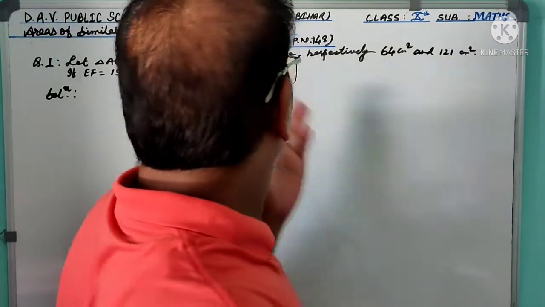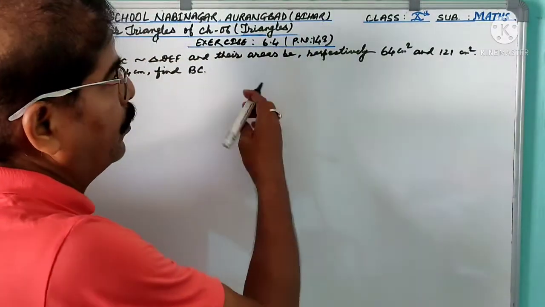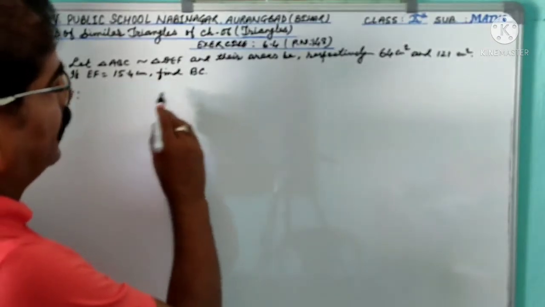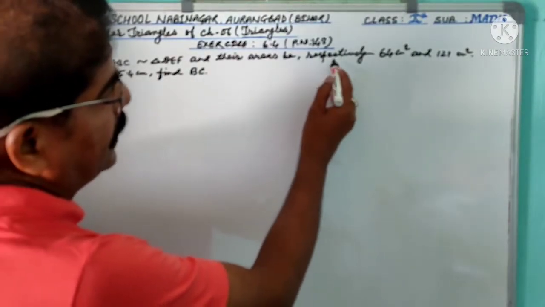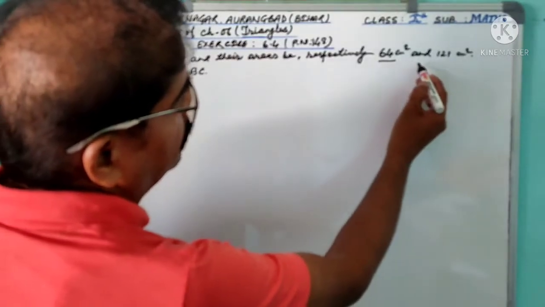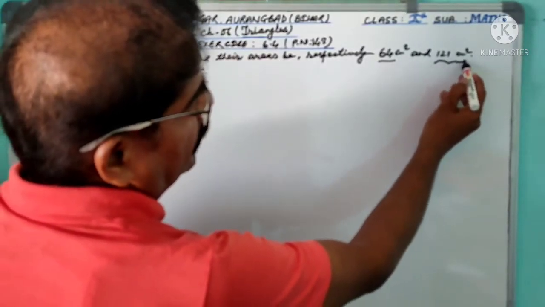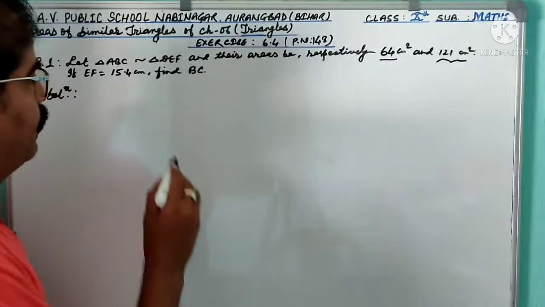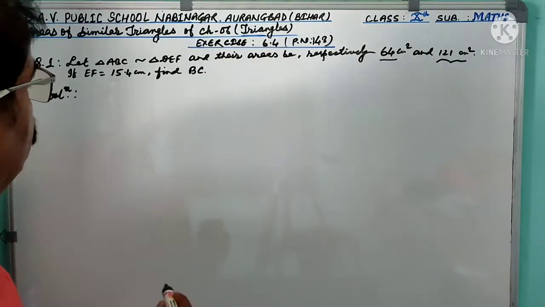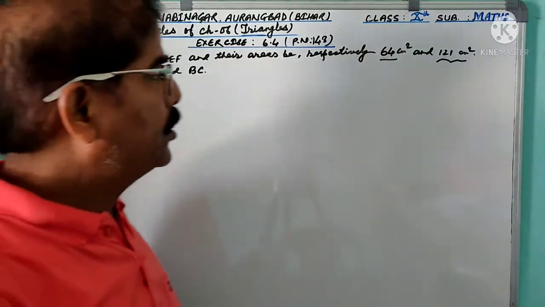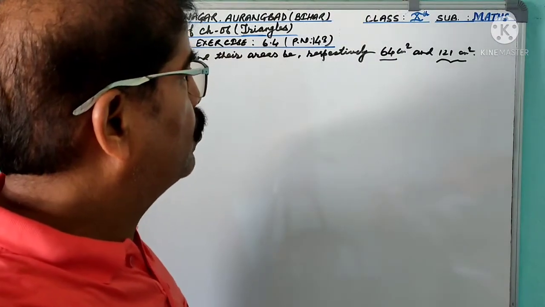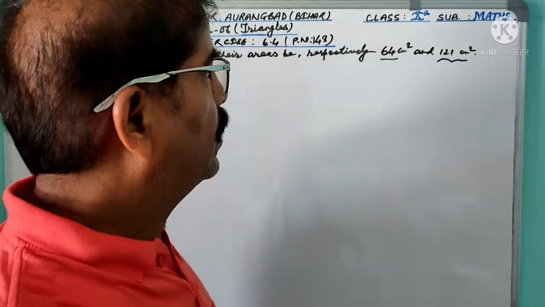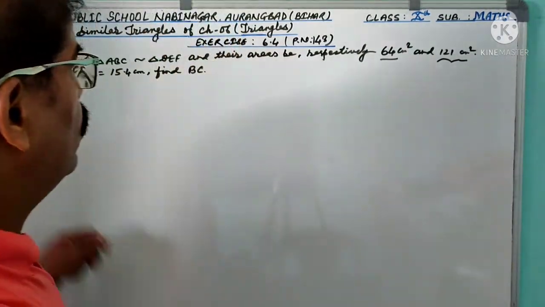And the next topic is, dear students, exercise 6.4. Your first question: let triangle ABC be similar to triangle DEF and their areas be respectively 64 centimeter square and 121 centimeter square. If EF equals 15.4, find BC. We know that the ratio of the areas of two similar triangles is equal to the ratio of the squares of their corresponding sides.